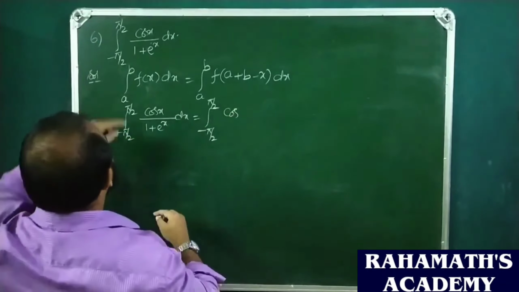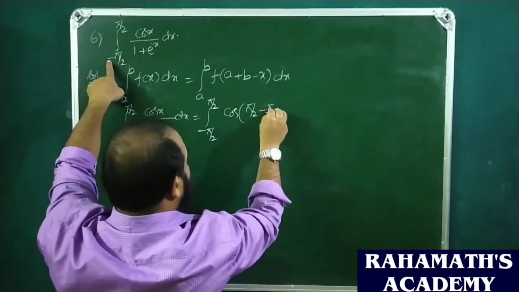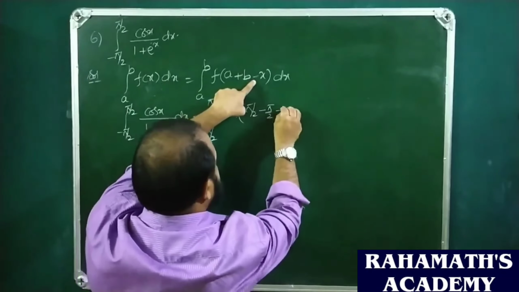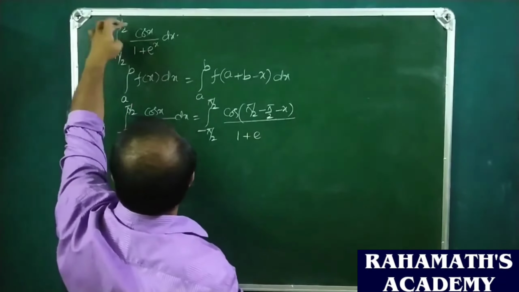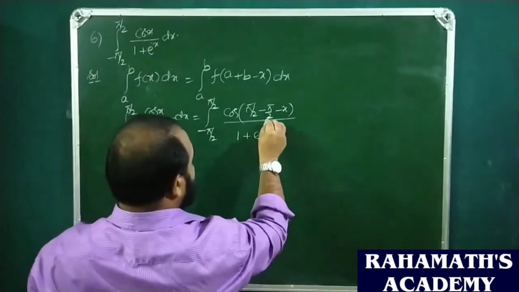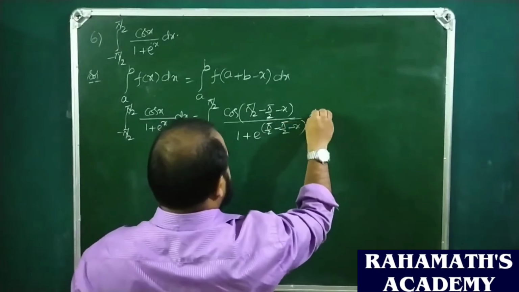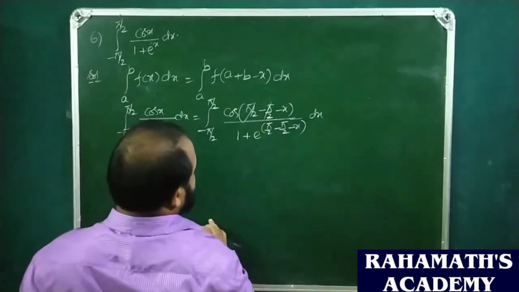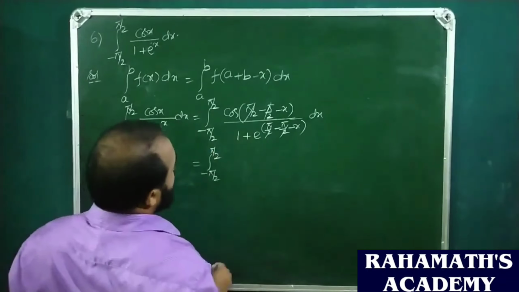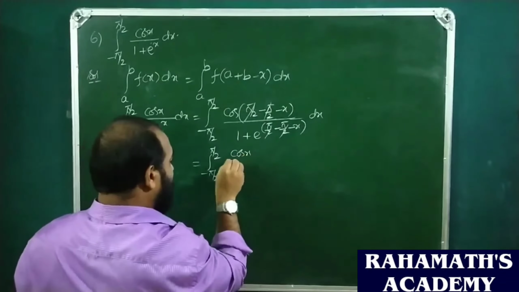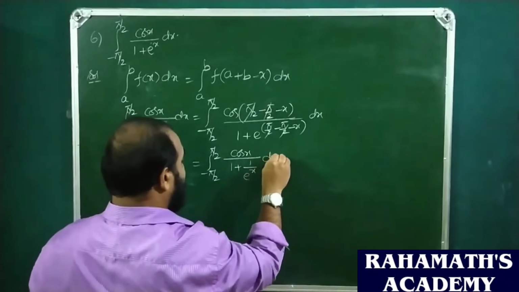So cos of (pi by 2 plus minus pi by 2 minus x) by 1 plus e power, in the place of x, upper limit plus lower limit minus x, so pi by 2 minus pi by 2 minus x, dx. So pi by 2 gets cancelled, pi by 2 gets cancelled. So integral from minus pi by 2 to pi by 2 of cos minus x, which is cos x, by 1 plus e power minus x, which is 1 by e power x, dx we can write.